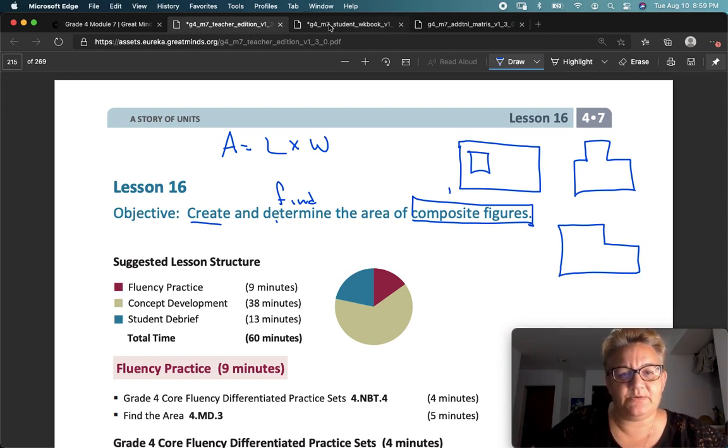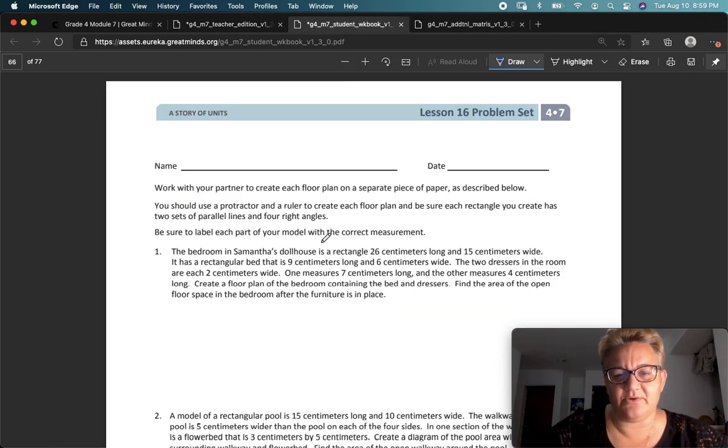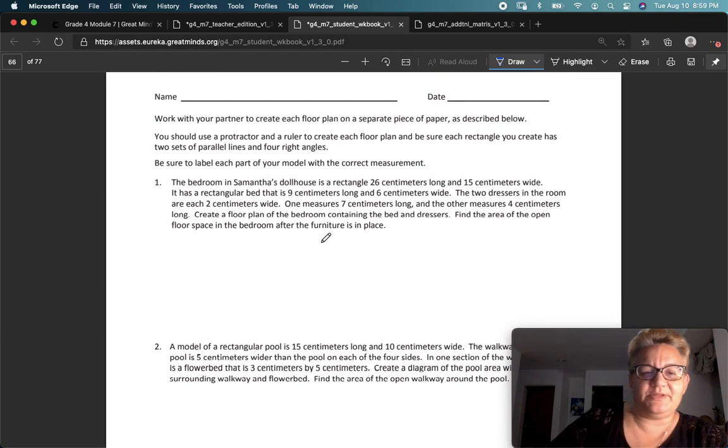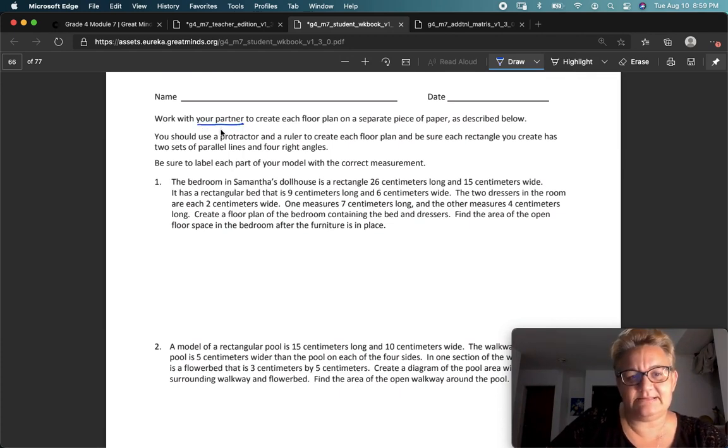Wonderful. Let's go to the problem set, and I'm going to go through this with you. It says work with your partner, but we're going to do this in the video first, and then in class, if we have a chance, you can get creative with a partner. Although we are maintaining our meters of separation rule, so we'll see how that goes tomorrow.